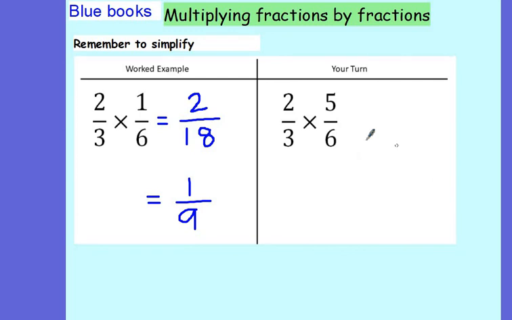Over to you, Year 7, in your dark blue books, by multiplying the numerators together and then the denominators together, can you work out 2/3 times 5/6 for me? Pause the video and have a go at that now, please. Let's go through the answer. So on the top of my fraction, I need 2 times 5, which gives me 10. On my bottom, I need 3 times 6, which gives me 18. If I divide top and bottom by 2, this gives me 5/9.